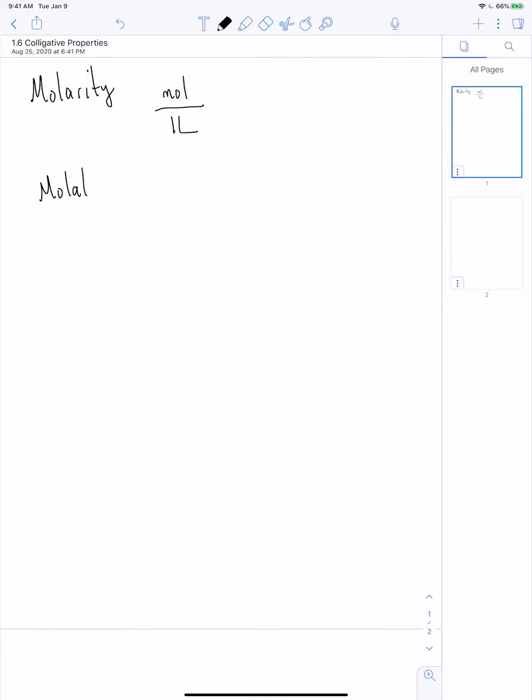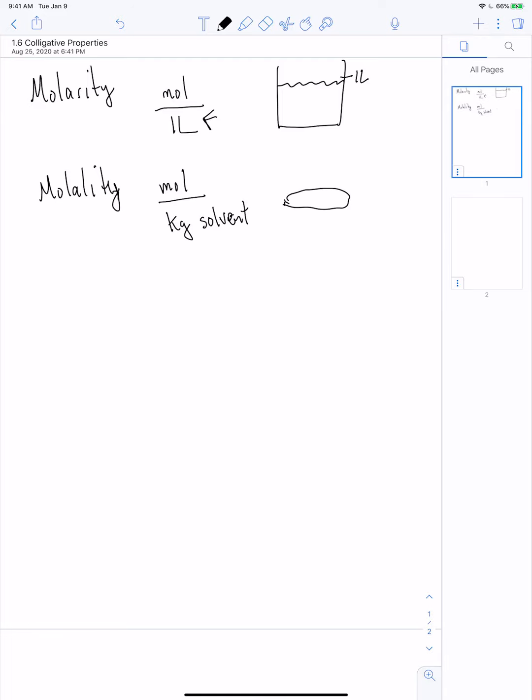Molality, which I think is maybe the only section where we use it, is not moles per volume, it's moles per mass of solvent, so per kilogram of solvent. Up here, 1 liter is an actual volume, that's the 1 liter mark. Here, when we're talking about a kilogram of solvent, I take out a scale and start adding in whatever my solvent is until I hit the 1 kilogram mark, so 1,000 grams or whatever.